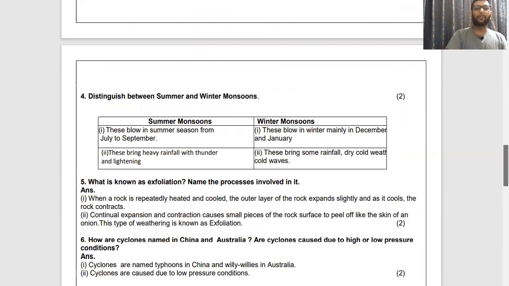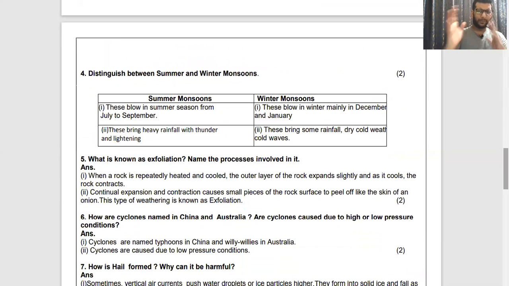Distinguish between summer and winter monsoons. So let's compare both of them. Talking about the summer monsoon, these monsoon winds blow during the summer season from July to September. Currently we are in September, so indeed we are experiencing summer monsoons. As compared to that, winter monsoons blow in winter, mainly in December and January. The months are very important for you to note down.